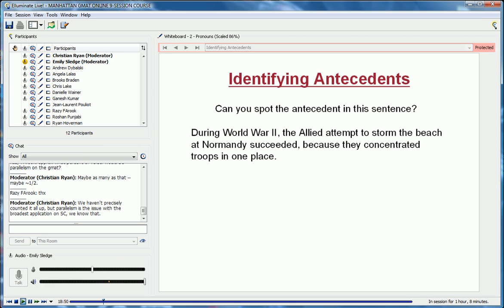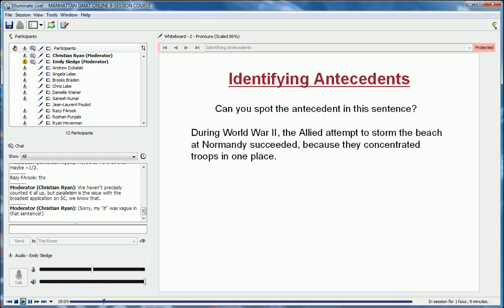All right, take a look at this sentence. I'm going to have you guys type this just to the moderators. What is the antecedent of the pronoun in this sentence? And I'll direct your attention to it because there is only one here. Who is they referring to?